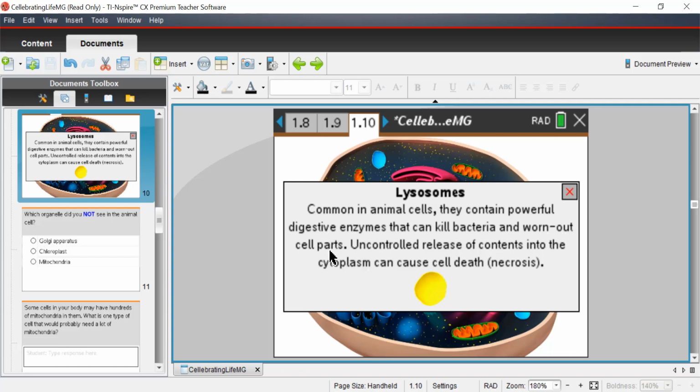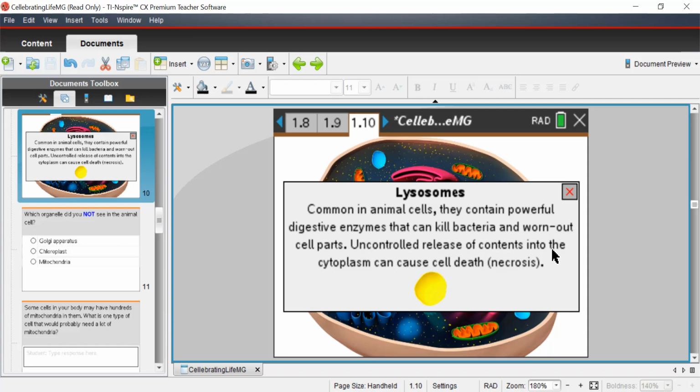They also handle worn out cell parts that you don't need anymore. Like I said, the cells are very efficient, so if a part is no longer working or it's not needed, we're going to go ahead and get rid of it and turn it into something else that we do need. That's kind of what the lysosomes do. They break down old cell parts, and then we can turn those things into new cell parts.